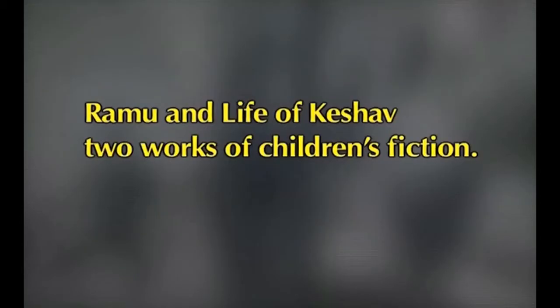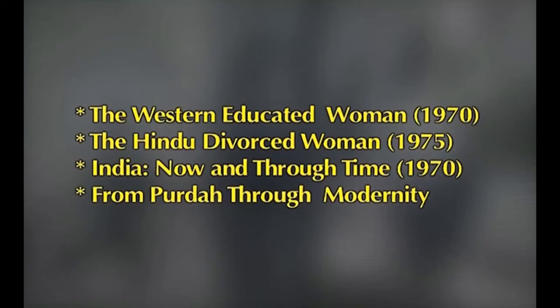She later wrote Ramu and Life of Keshav, two works of children's fiction. She also wrote academic books such as The Western Educated Woman, The Hindu Divorced Woman, India Now and Through Time, and From Parda Through Modernity.